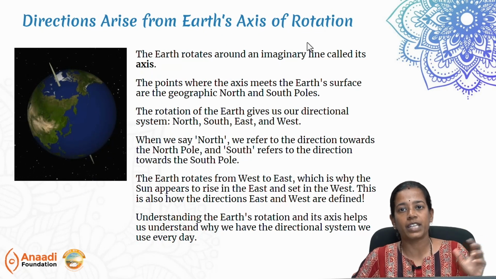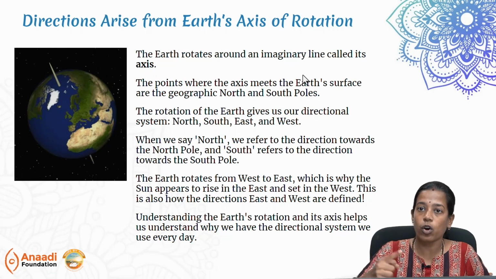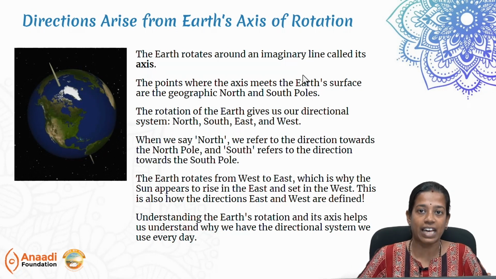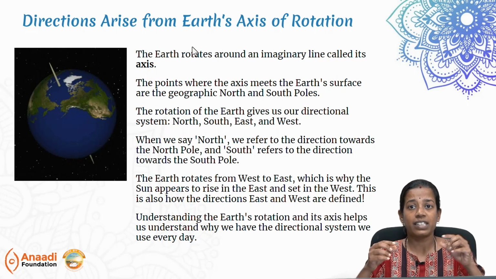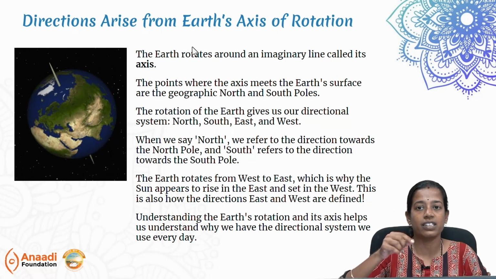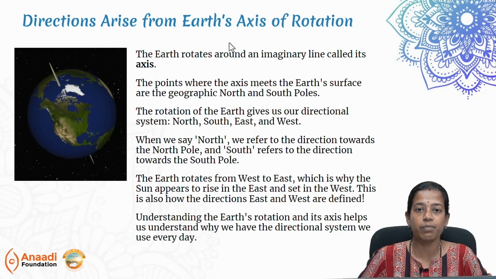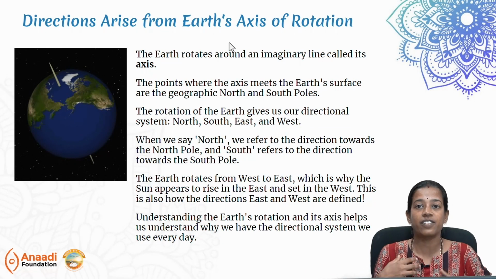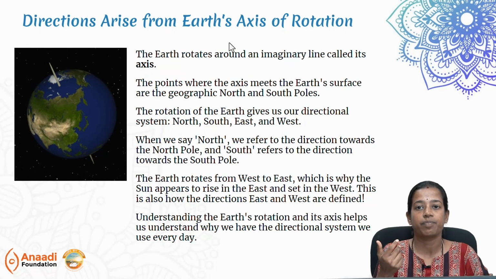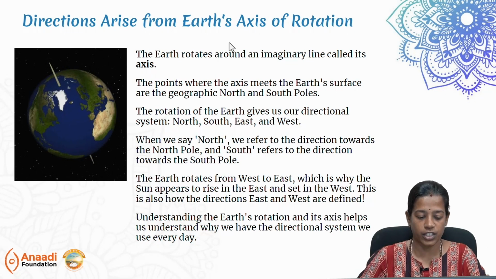Let's quickly summarize what we have seen till now. So we saw that the earth rotates on an imaginary line called its axis, and the points where the axis meets the earth in the northern and the southern side are called the geographical north and south poles. At the same time, the rotation of the earth gives us our directional system, which is called the east, west, north and south cardinal directions.